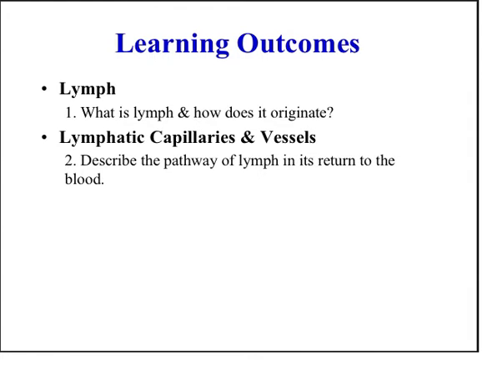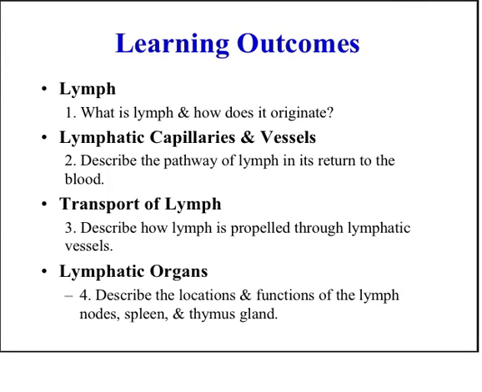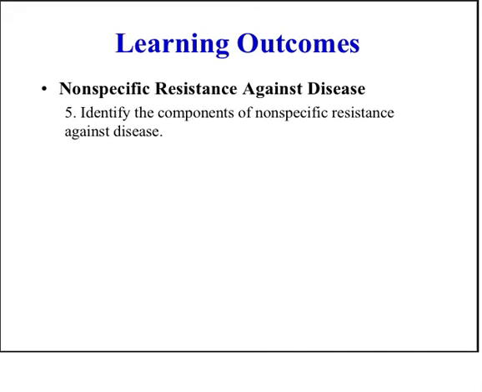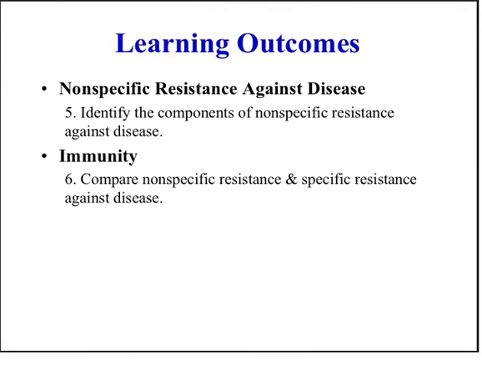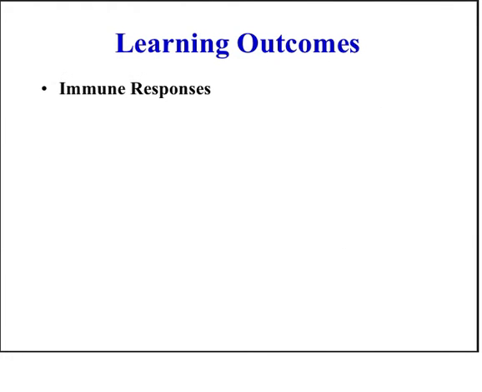We'll describe the pathway of lymph in its return to the blood, and we'll describe how lymph is moved through the lymphatic vessels, and we'll talk about the different lymphatic organs, the spleen, the thymus, and the lymph nodes. We'll talk about the components of nonspecific resistance against disease. We'll discuss the immune response, and we'll explain the mechanism of cell-mediated immunity and antibody-mediated immunity.